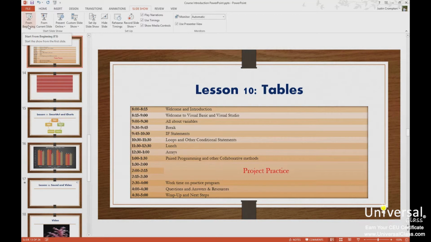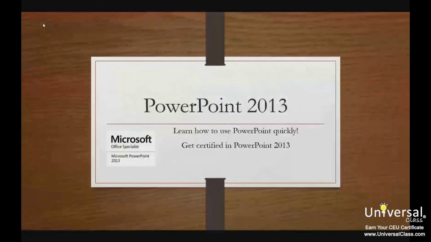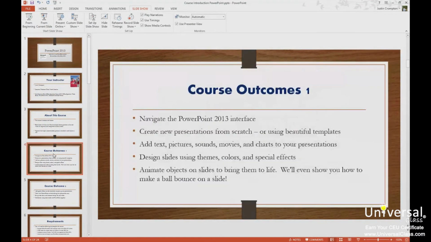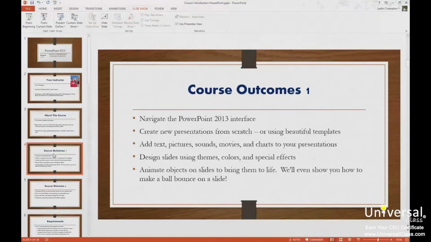When I present, I can always start from the beginning, which is F5 on the keyboard, or I can start from the current slide, which is Shift F5. Useful keyboard shortcut. So F5 starts me from the beginning, as you see there. I'm going to go to slide 4 and Shift F5. As you see, I am on slide 4. Useful keyboard shortcuts. I can also, of course, use these buttons on the ribbon.